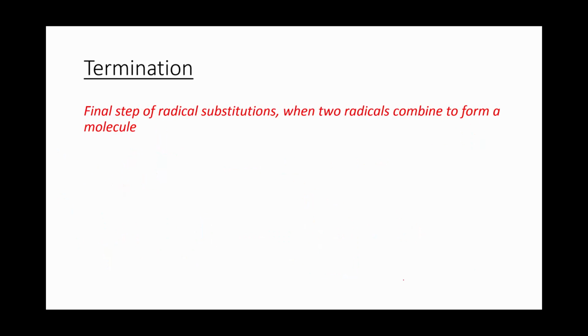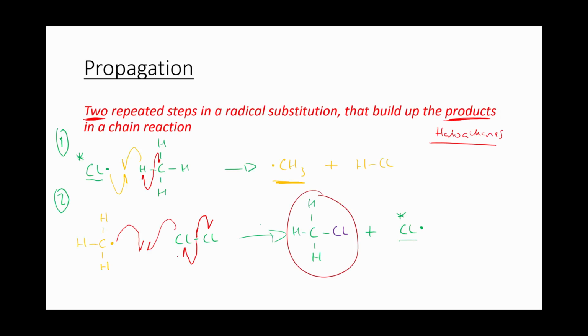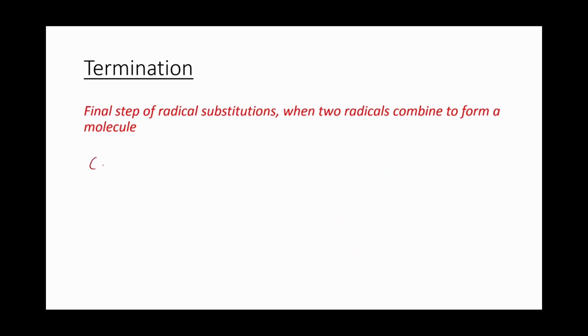Well, this is where the final step comes into play, and this step is known as termination. As the name suggests, this is when two radicals combine to form a molecule. It matters not which two radicals come together. A chlorine radical, because that's what we ended up with last, can react with another chlorine radical. Yep, you guessed it, it's going to make Cl2. Or, if I was to show the arrows, something like this, just coming together.